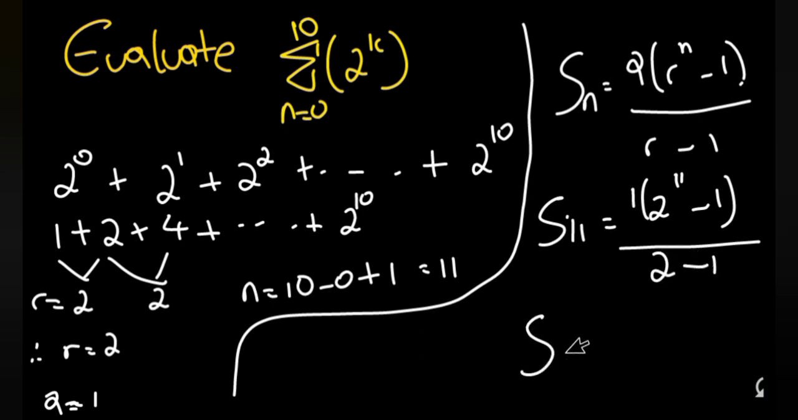If you punch this into a calculator, let me punch this into my calculator: 2 to the power of 11 minus 1, all over 2 minus 1. The value of the series is going to be 2047.